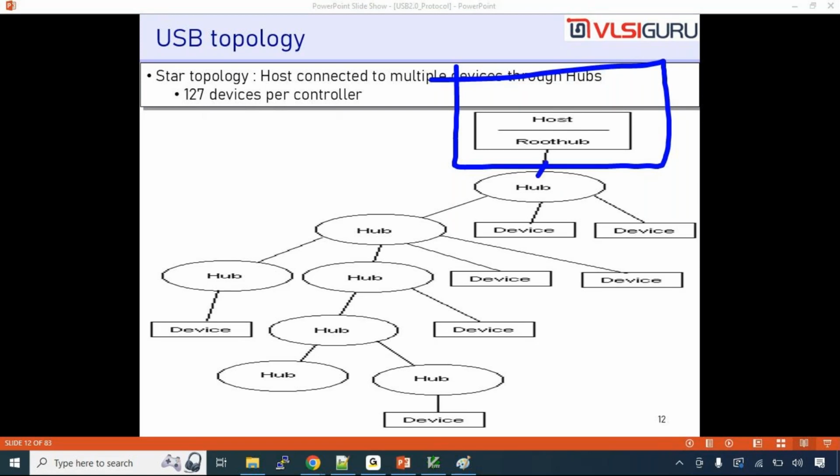So this is a USB cable. To that you connect a hub. Again, these are all USB cables. These lines you see are all USB cables.